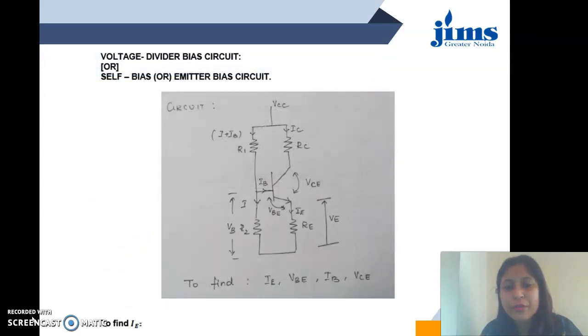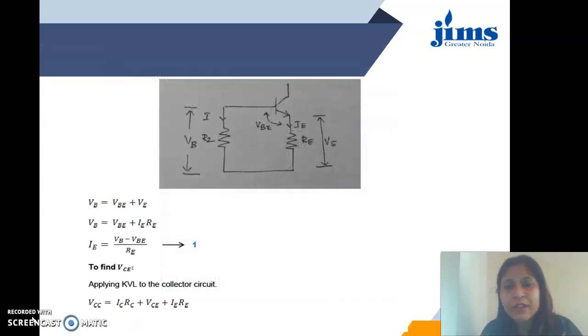So the first work to do the further processing or mathematical analysis is to convert this resistance network in this form, which is shown here, where RB is the resistance of R1 and R2 when taken in parallel. VB is the voltage between base and ground, so VB is equal to VBE plus VE, where VE is IE into RE, and VB is the voltage across the base resistor RB. So if we consider it I into RB, then VB equals VBE plus IE RE. From here we will derive the value of IE.